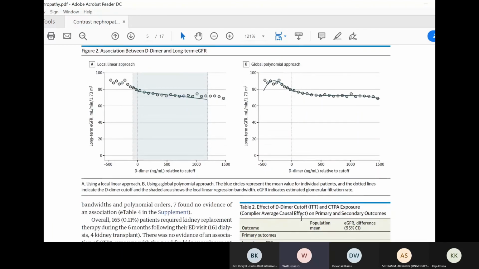So they made a linear approach where, with the small width, they validate the result against the result and the variable against a variable, which is the D-dimer here.